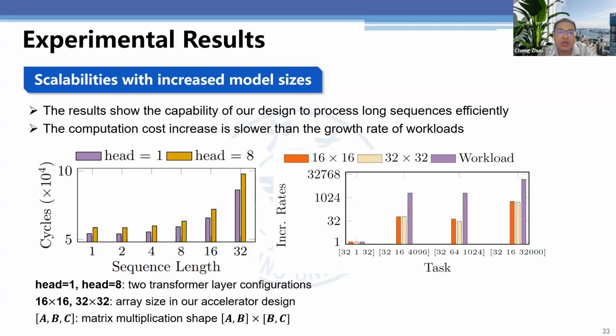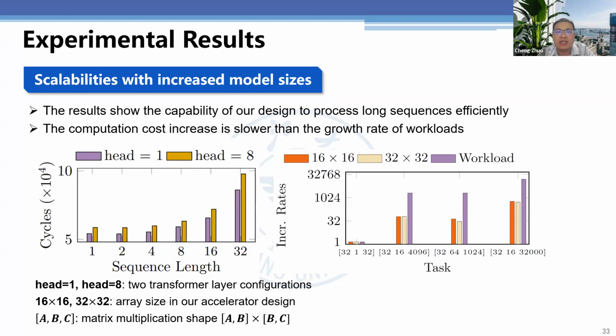And for the figure on the right, we look at the scalability for different workloads. As you can see on the x-axis, we have something like 32, 1, 32, which refers to the matrix multiplication shape: the matrix of 32 by 1 times the matrix of 1 by 32. We use the first case as a baseline. For different tasks from left to right, the right-most one is the matrix of 32 by 16 multiplied by the matrix of 16 by 32,000. The workload increased almost 32,000 times.